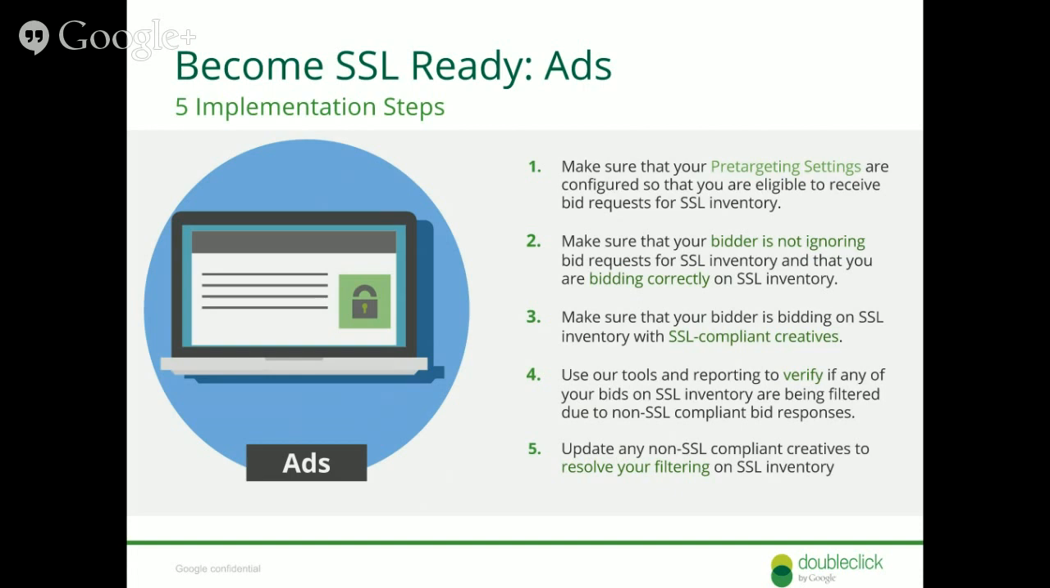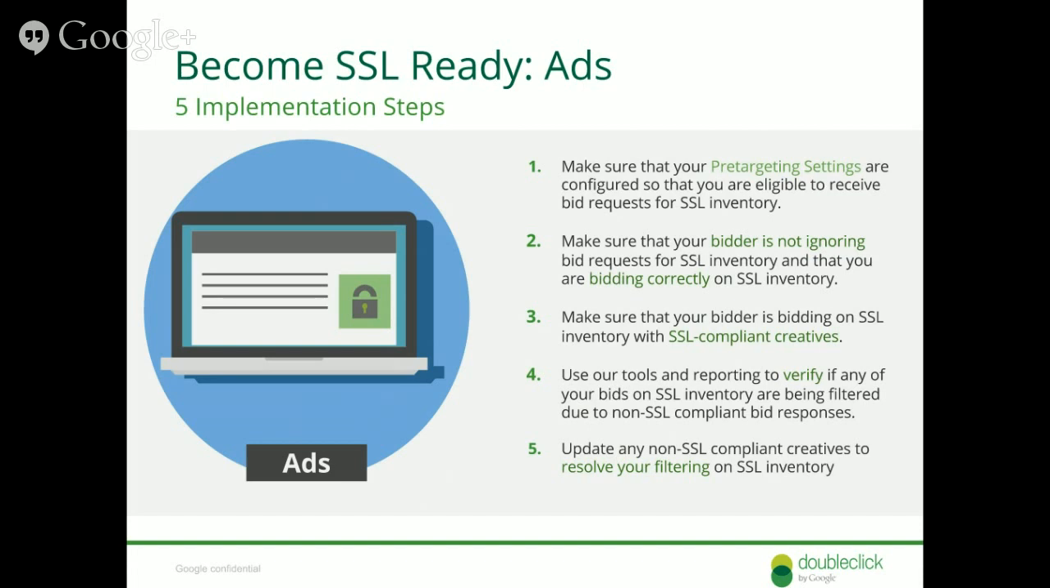And we'll walk through a few screenshots so you can see in both of our UIs where you need to make those changes to ensure that you're including SSL inventory. The second is ensuring that your bidder is not ignoring bid requests for SSL inventory and that you're actually bidding correctly on SSL inventory, meaning that you are in fact declaring use of SSL when you are bidding on an SSL impression. And the third and probably meatiest part of this is making sure that when you are bidding on an SSL impression, that you are responding with an SSL compliant creative. And we'll talk a bit more as to why that's a little more complicated.